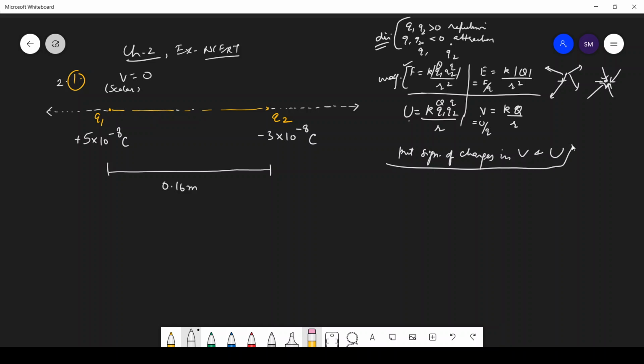Okay. For F and E, you need not put the sign of the charges. Just find the magnitude and tell the direction separately. Okay, fine, good.